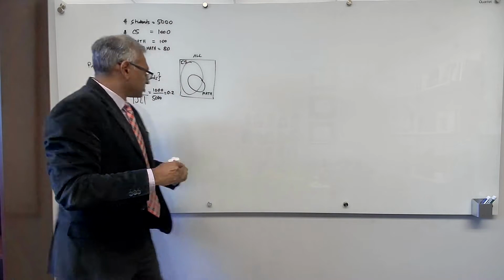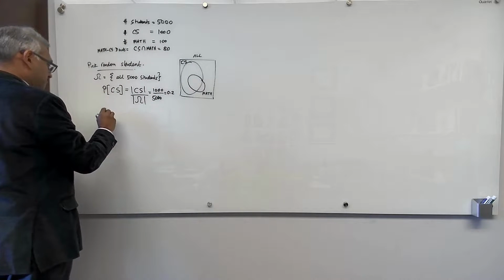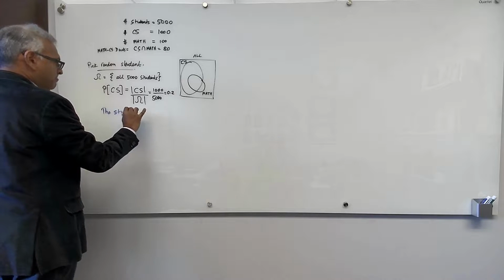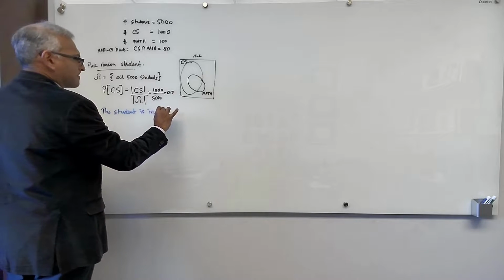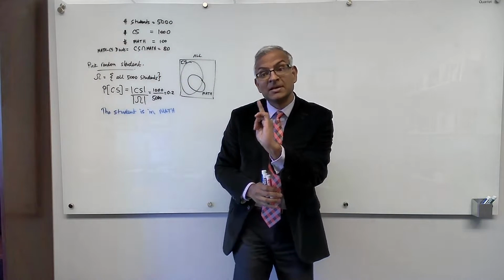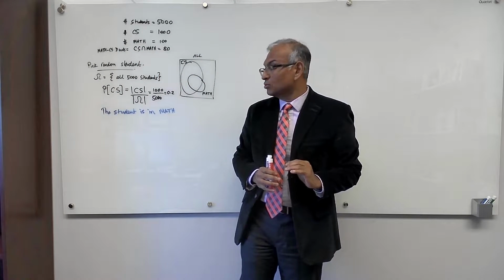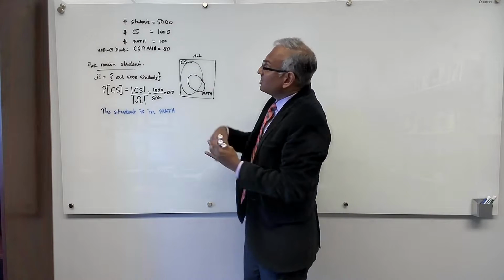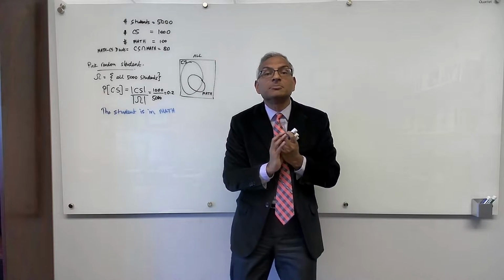Now you picked a random student, and I'm going to give you some new information. They're a math student. The student is in math. So this is new information, and let's see what it does. What does this new information do? Effectively, it shrinks the set of possible outcomes.